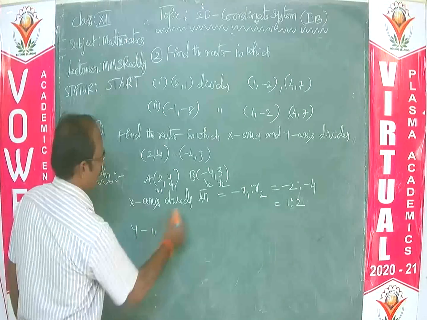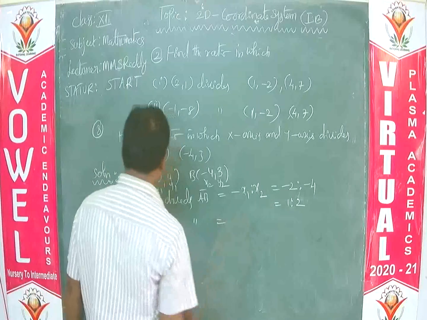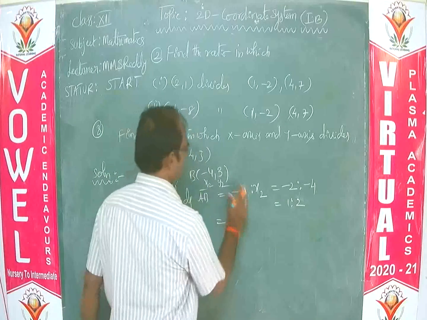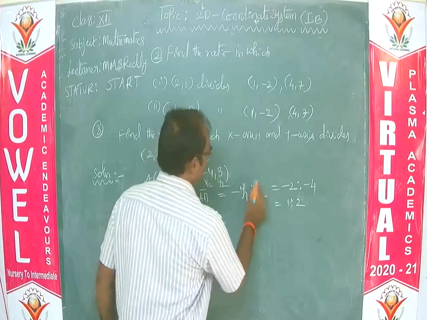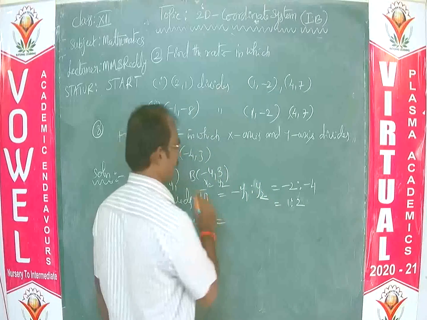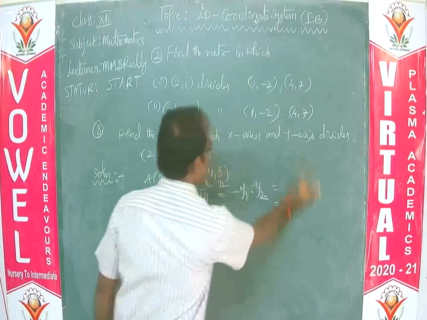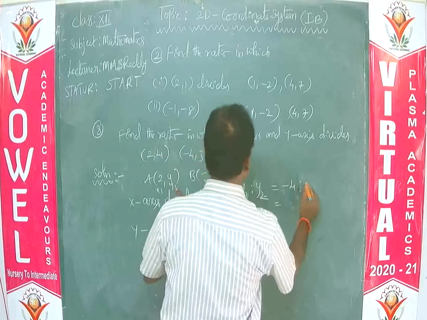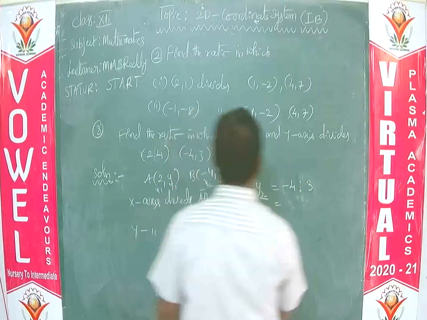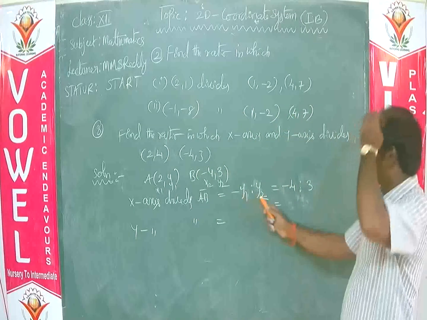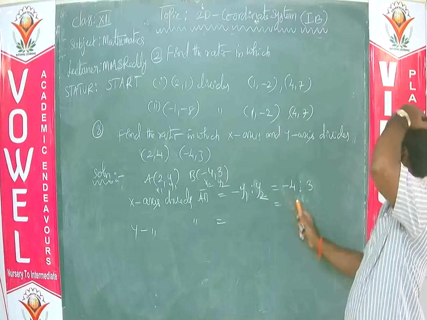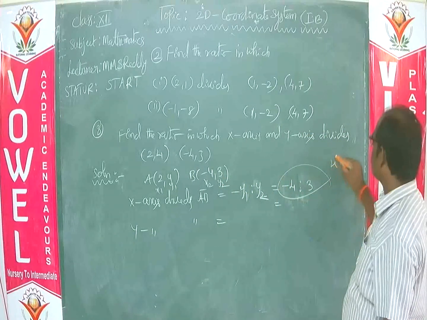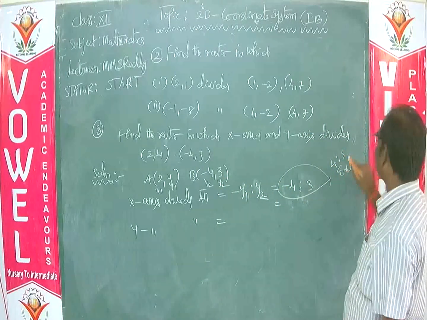Next, does the y-axis divide line segment AB? Wait, the x-axis divides line segment AB in the ratio minus y1 is to y2. That is minus y1, minus 4, is to 3. So the x-axis divides AB in the ratio minus y1 is to y2, minus 4 is to 3. That means 4 is to 3 externally.